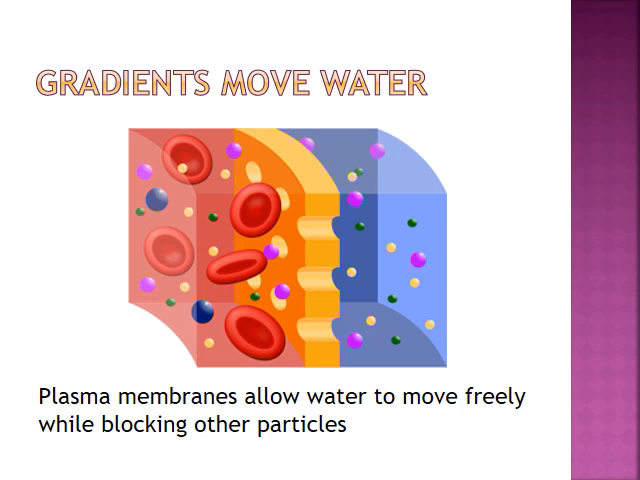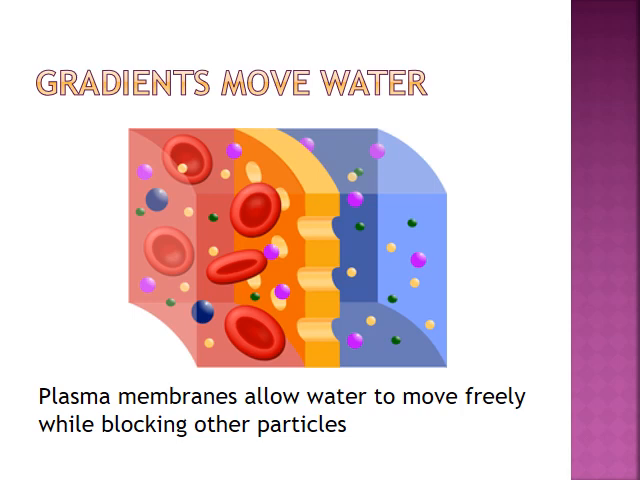Yes? Sorry, this is an electrochemical gradient when there's a net positive or negative charge on one side but not the other? Yes, that's exactly when it occurs. When there's a net positive charge on one side and not the other, that's an electrochemical gradient. So here we can use gradients to move water.